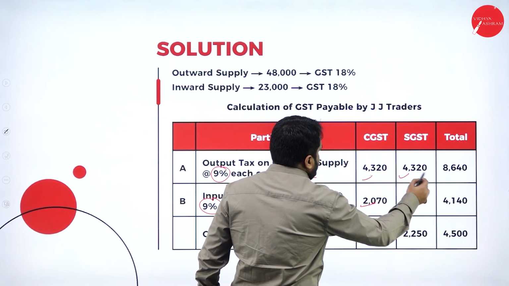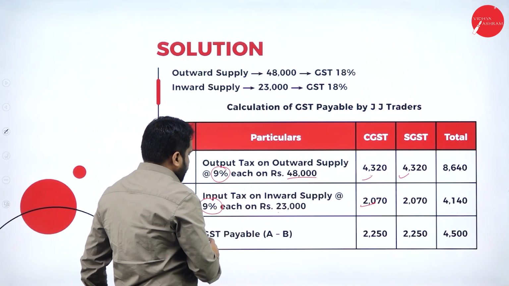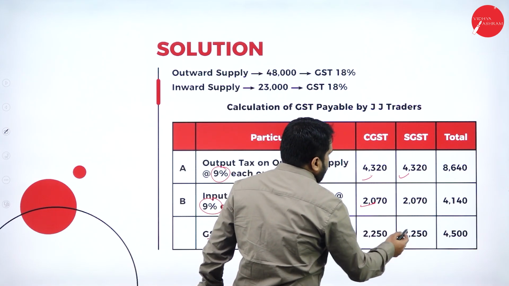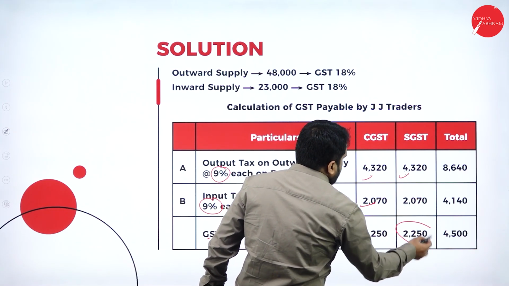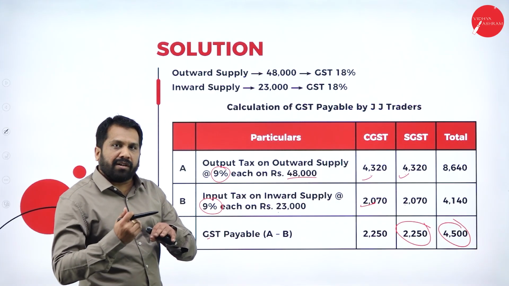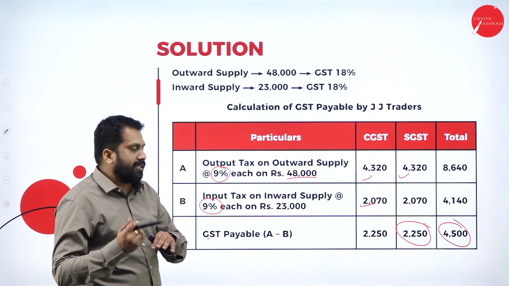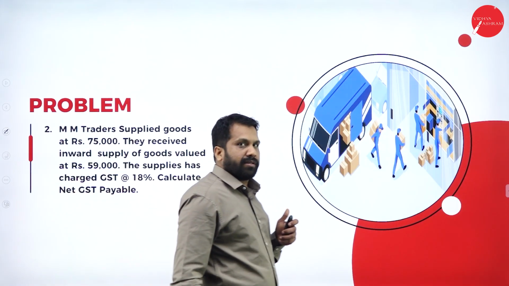CGST, SGST, the total value. On this also you calculate GST payable, add both. In this, outward and inward, the GST payable will be this much. Always remember, the inward tax on purchases should be deducted from tax from sales, that is outward tax.